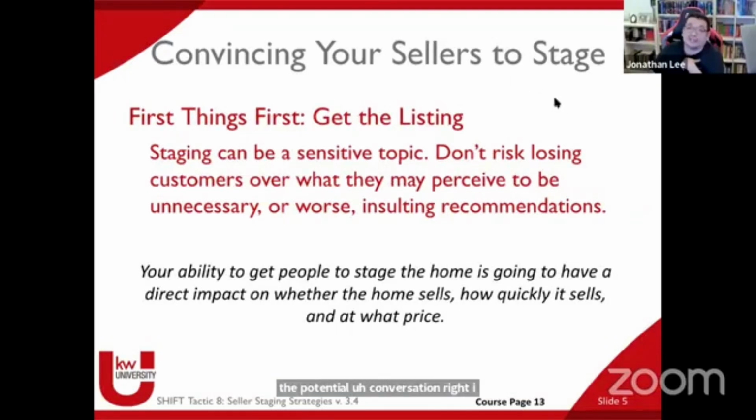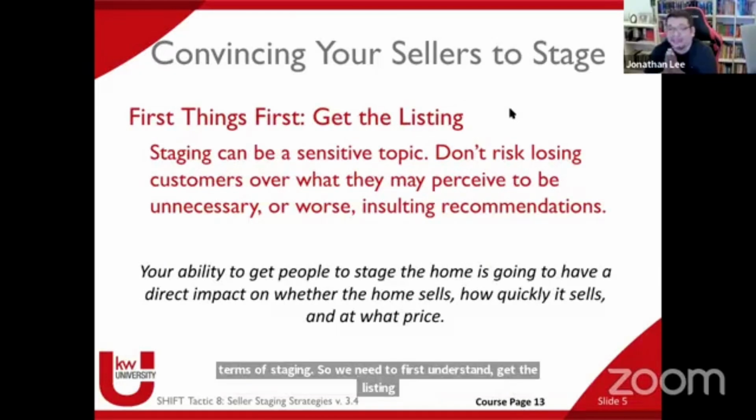I would suggest that every time you have a conversation about staging, don't say this is not good, but show them a good example. Have a conversation that is visual and easy for them to understand, because words sometimes can mean very different things to different people, right? So I always see agents making a lot of mistakes by not communicating in a positive way, even though we know that the property needs help in terms of staging. So we need to first understand, get the listing, and have a way to communicate with your clients about staging.